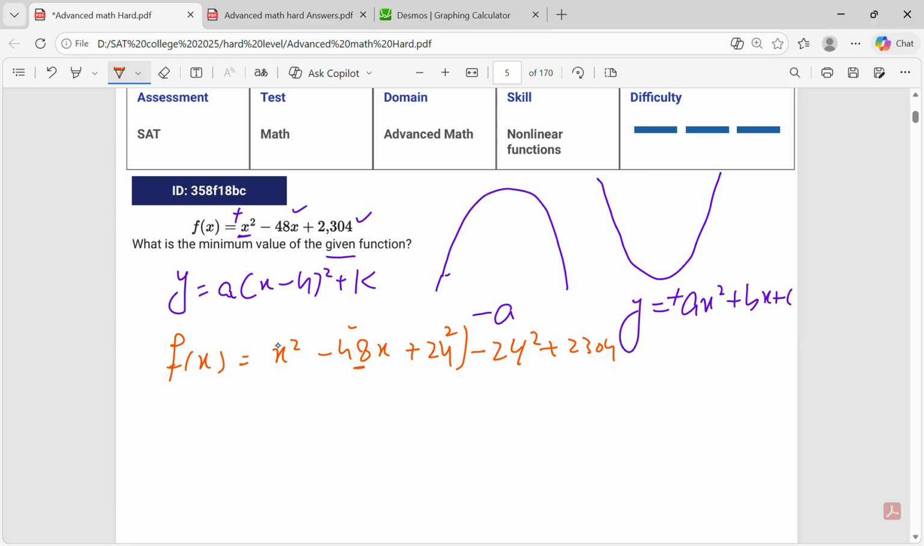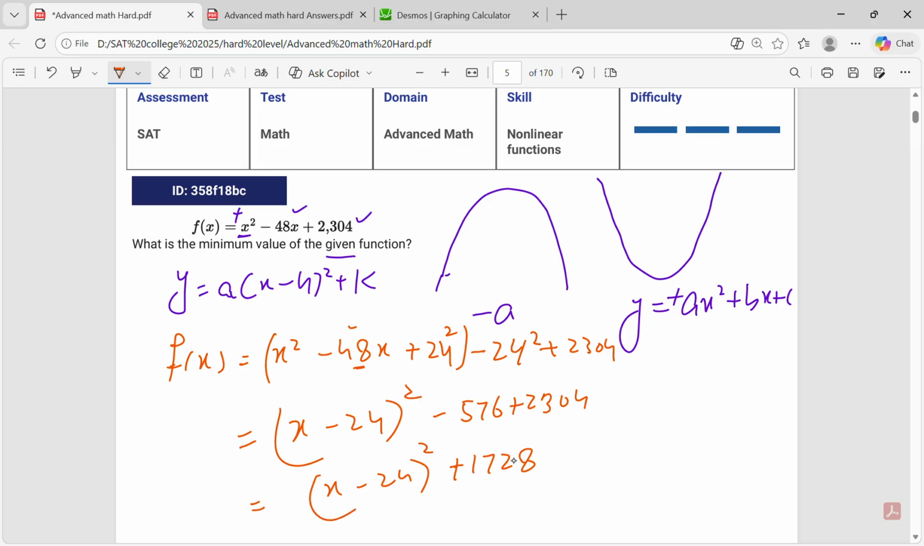Okay, now this is a perfect square. So this would be (x minus 24) squared. And if you calculate this, negative 24 squared, which is 576, subtracted from 2304, so this will be 1728 if you calculate this. So the minimum value of the function is 1728. Now the vertex here is (h, k) basically, right? So h is 24 and k is 1728. So the minimum value of the function is 1728.